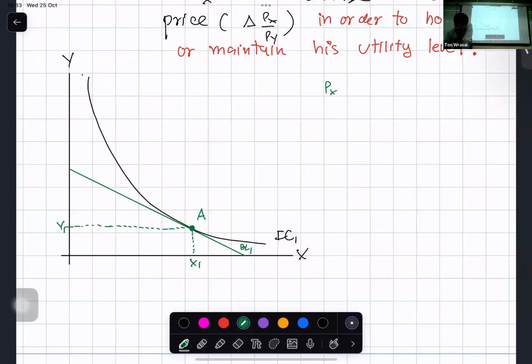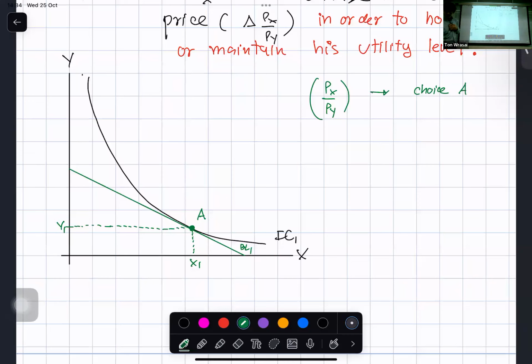And add more info here. Slope of budget line is a price ratio. Let's call this the green ratio, Px over Py. Green slope, green ratio. Next, we are going to check what he will do if we change the budget line. We will twist the budget line and see what he will do.